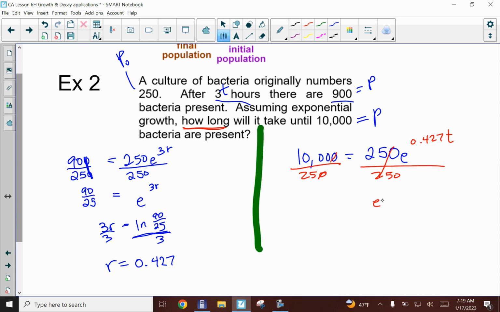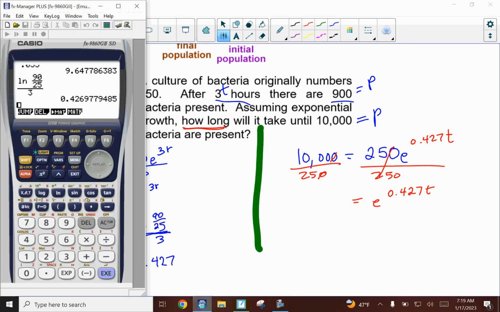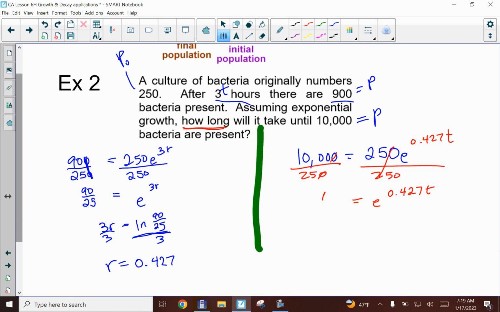These cross out, so we have e to the 0.4277t. I don't like the way I wrote that. Let me rewrite that really quick. So e to the 0.427t. And I think that reduces. So let me do 100, or no, that's 1,000. So 1,000 divided by 25, 40. So that's just 40 right there.